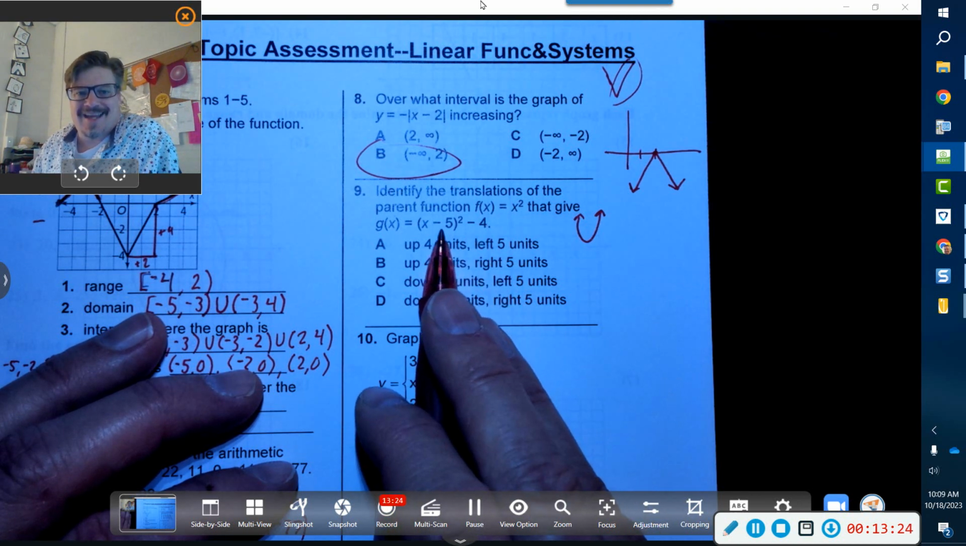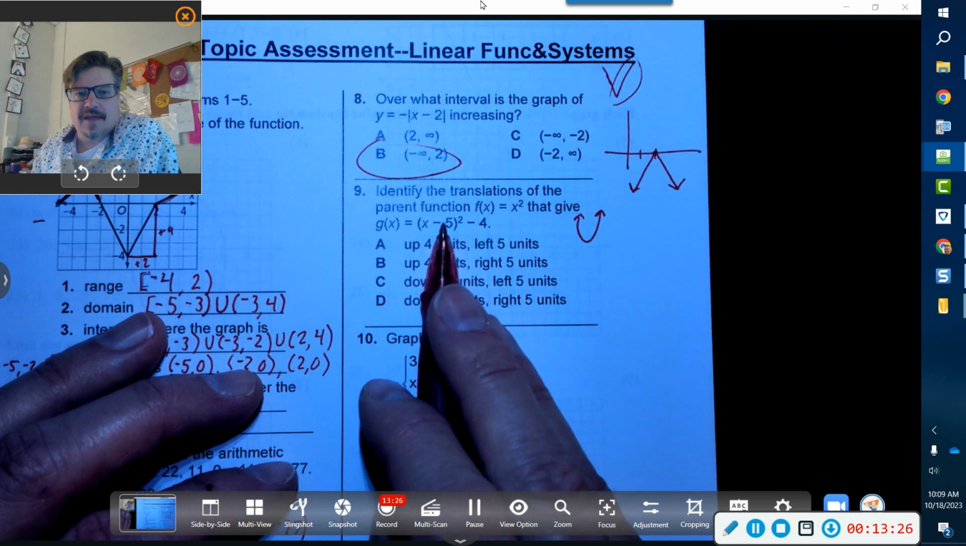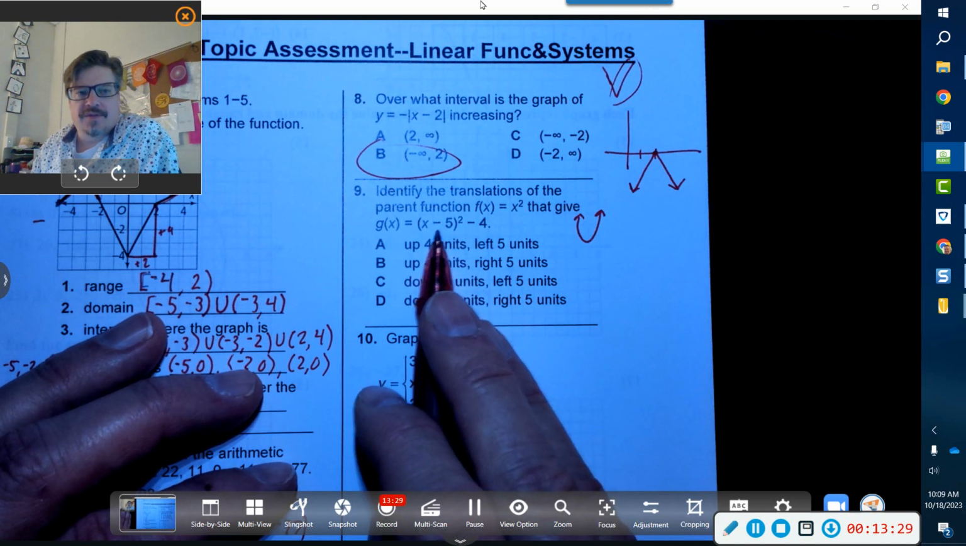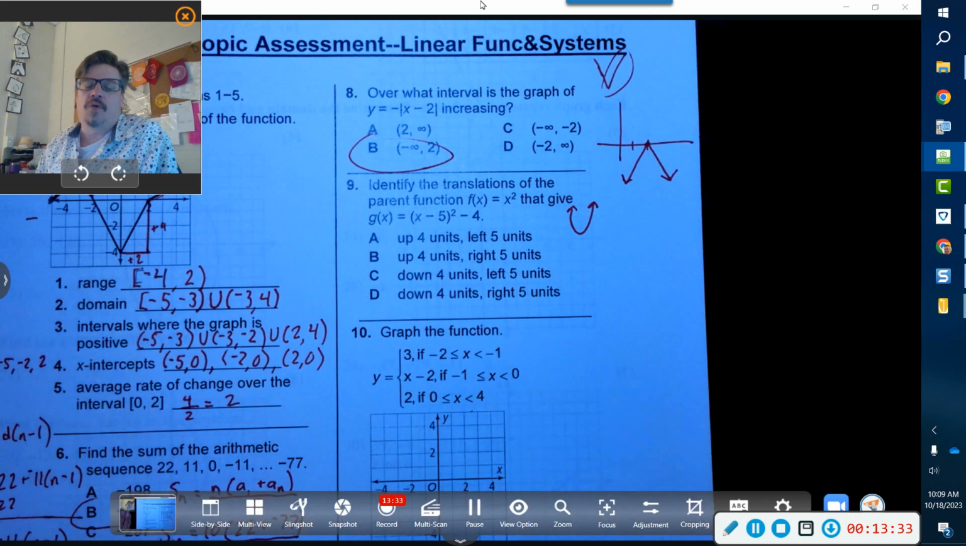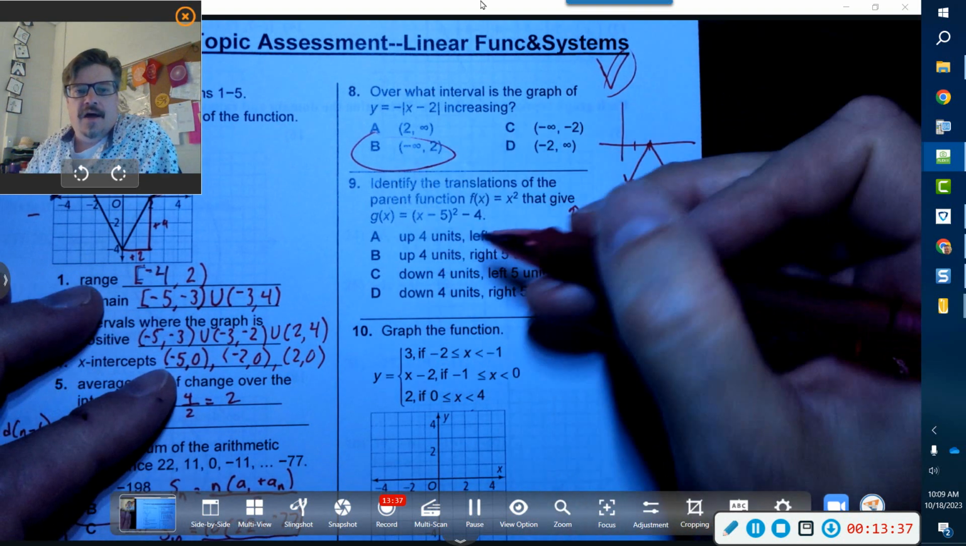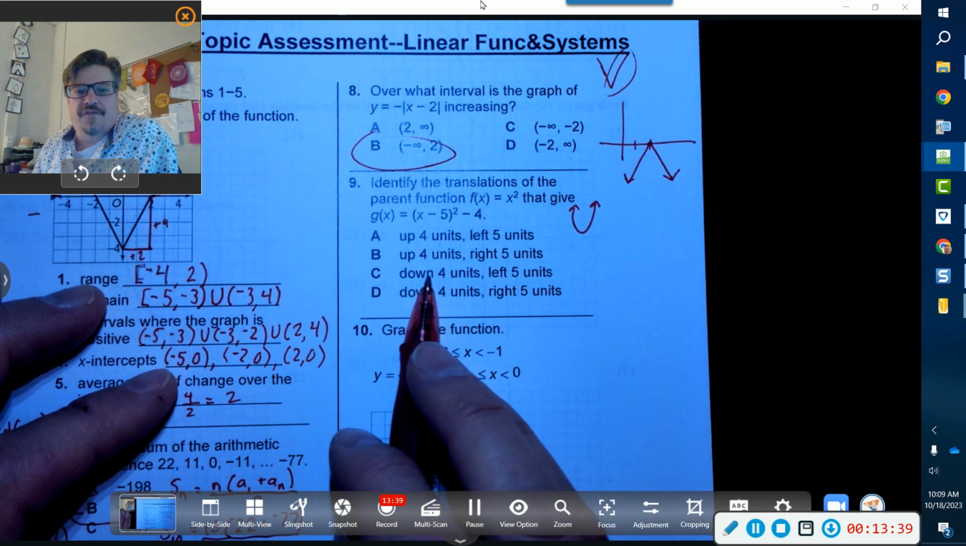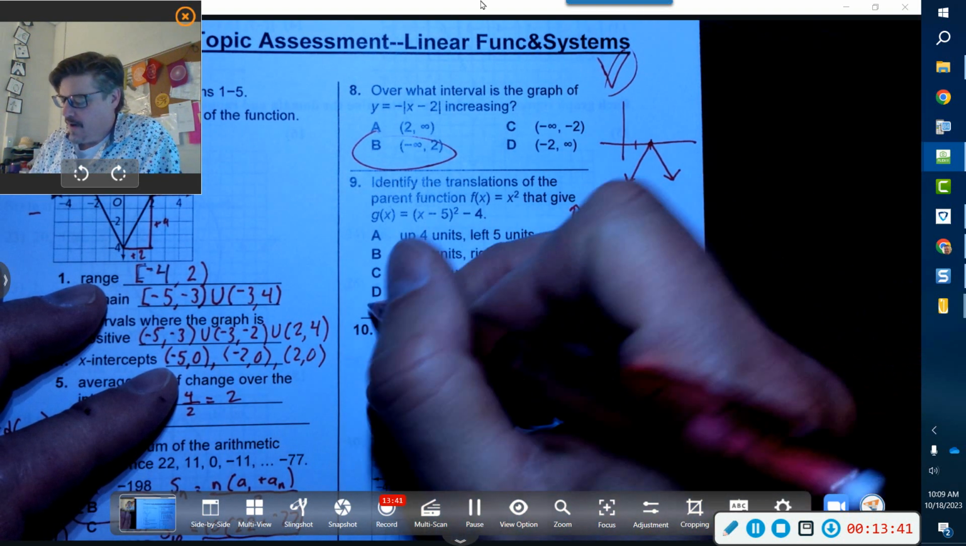On the inside, it's the exact opposite of what you think. It's not going to the left. It's going to the right. When you see the x inside the parentheses, it's going to go to the right, and then it's going to drop down 4. So down 4 are these two, and then we're going to go to the right 5.